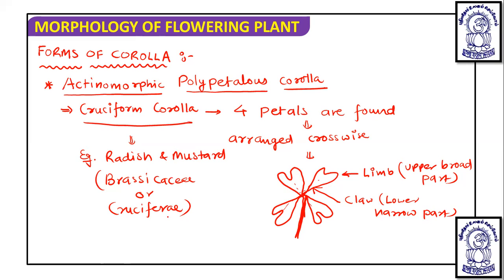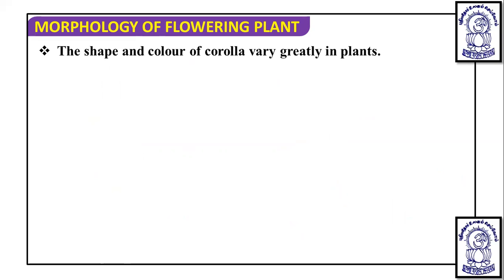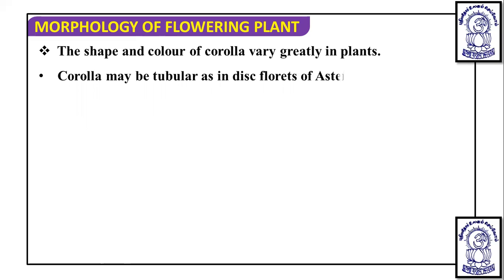Now after this we will be discussing the actinomorphic gamopetalous corolla. Actually, actinomorphic polypetalous corolla, with free petals and how they are arranged, we have discussed. Now we are going to talk about actinomorphic gamopetalous, meaning fused corolla. The shape of corolla varies greatly in plants, and corolla may be tubular. So this is going to be seen here.